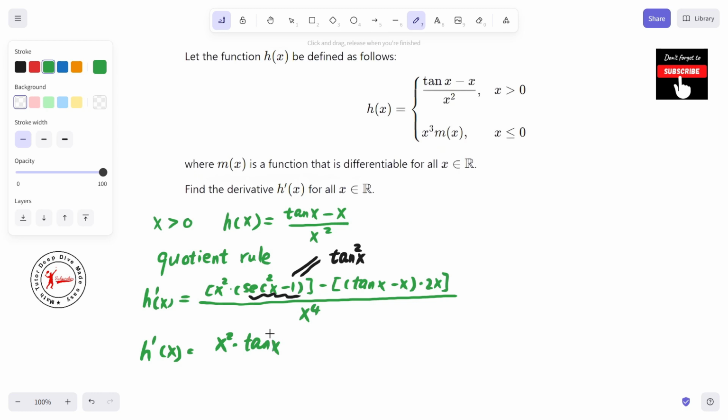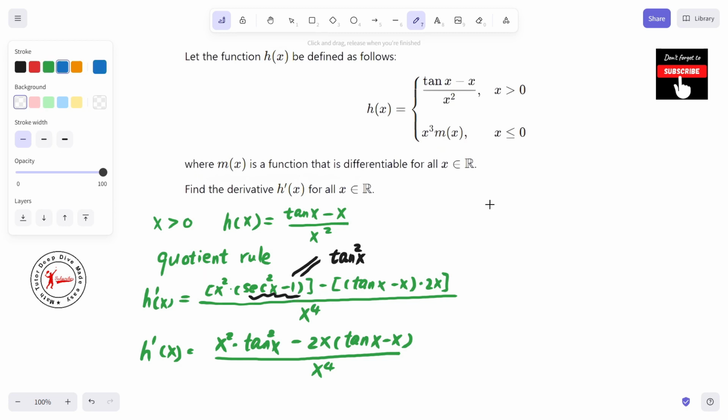Putting it all together, the derivative of h when x is greater than 0 is the following. X squared times the square of the secant of x, minus 2 times x times the quantity tangent of x minus x, all divided by x to the fourth power. You could simplify this expression further, but this form is already valid for our purposes.